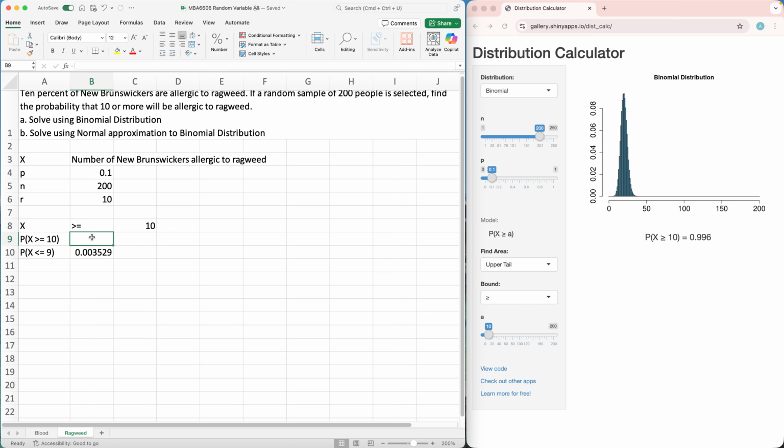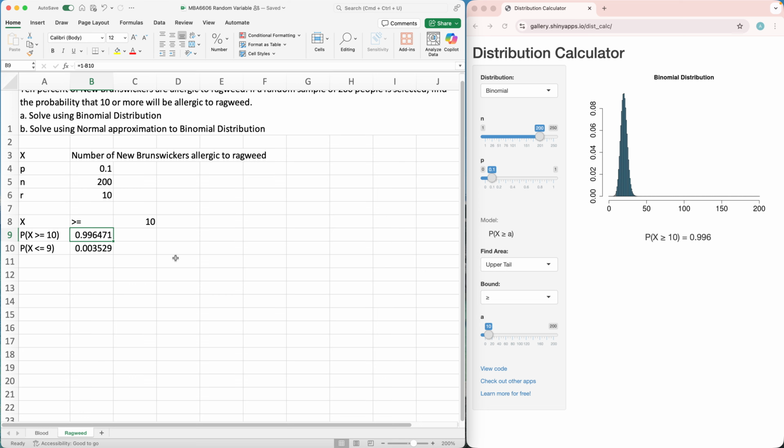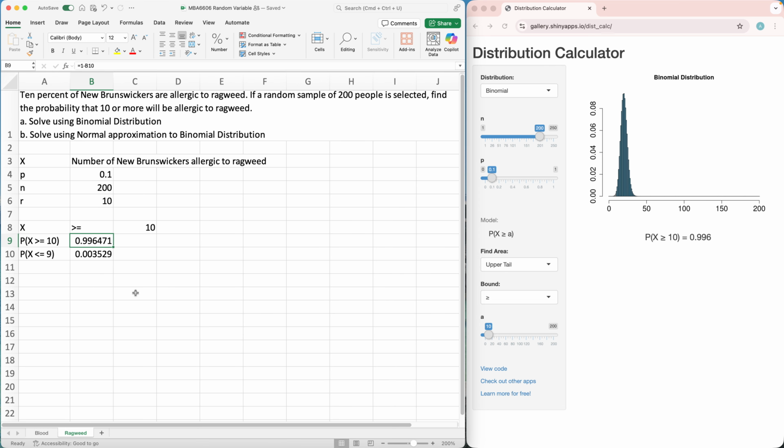So the probability of x greater than or equal to 10 will be 1 minus 0.003529, which is 99.6471%. Now we can solve the same problem using the normal approximation as well. So let's see how we do it and how we apply the continuity correction.